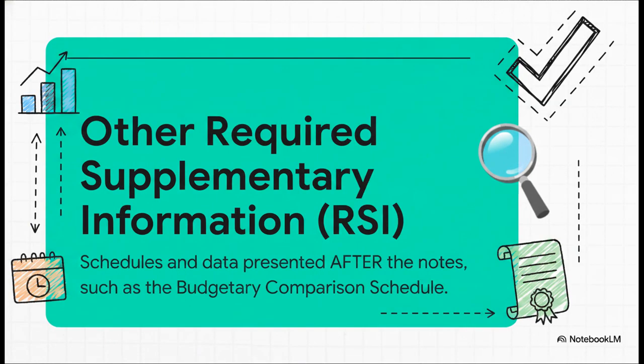And finally, after the notes, we find the Other RSI. Think of this as extra info that accounting standards say is required for context, but it's not part of the core audited financial statements. This is where you'll find things like pension schedules and a very common exam favorite, the budgetary comparison schedule. And just like its cousin, the MD&A, this Other RSI is not part of the basic financial statements.